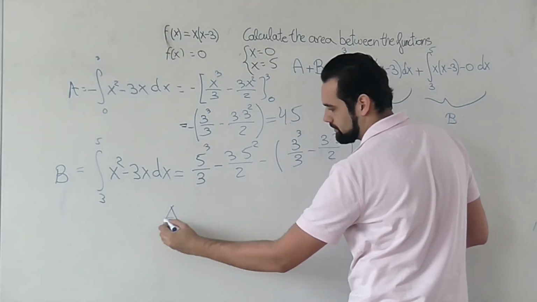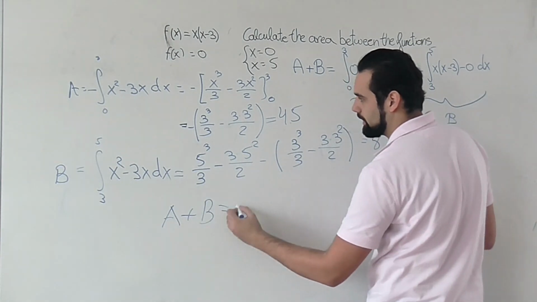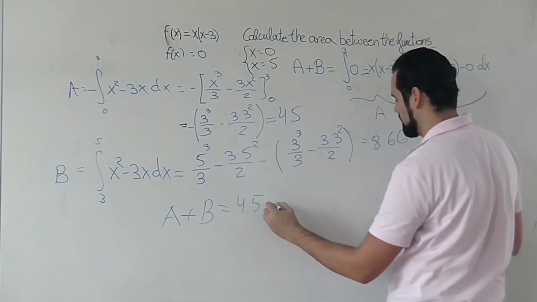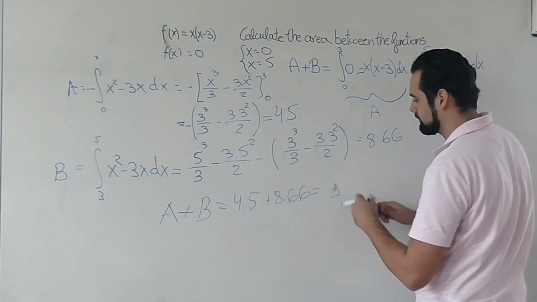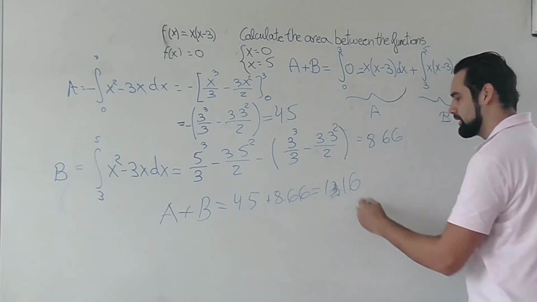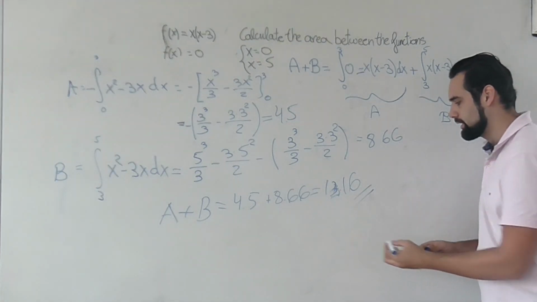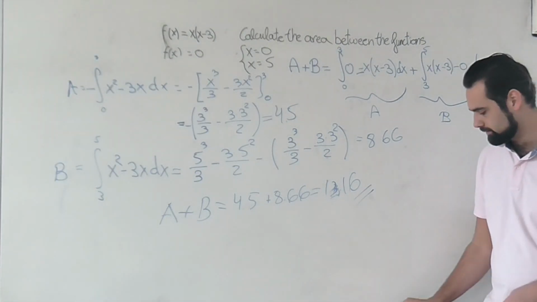And if we do A plus B afterwards, then it's 4.5 plus 8.66, which is roughly 13.16. And that is the solution.